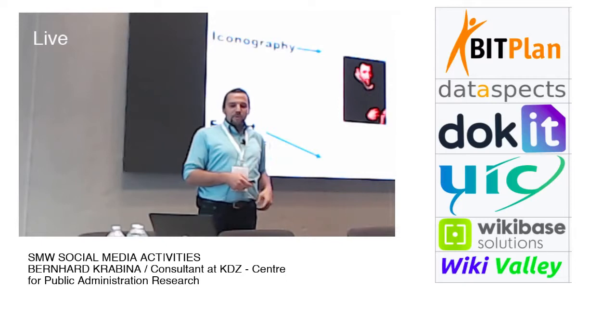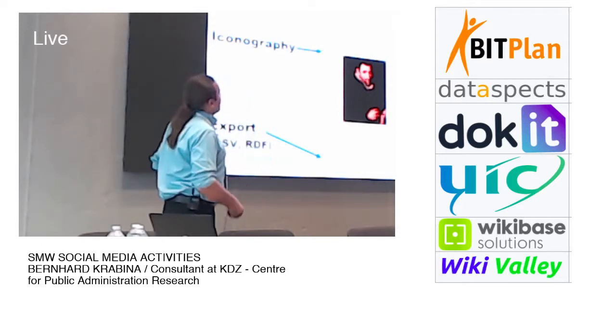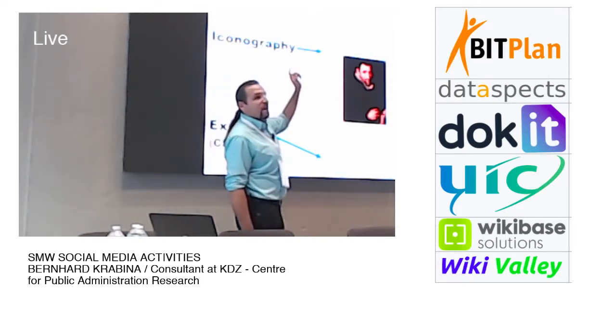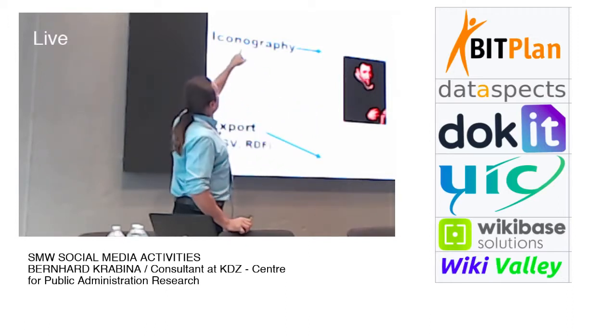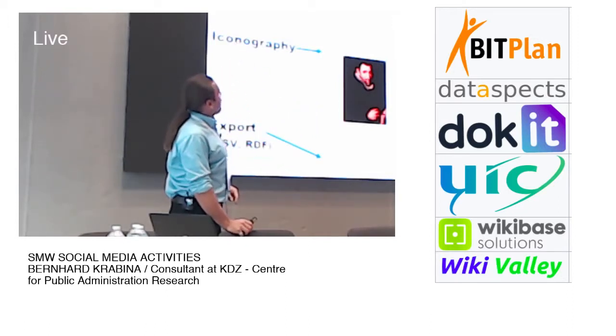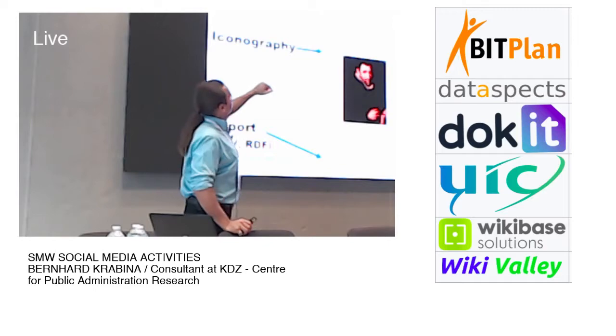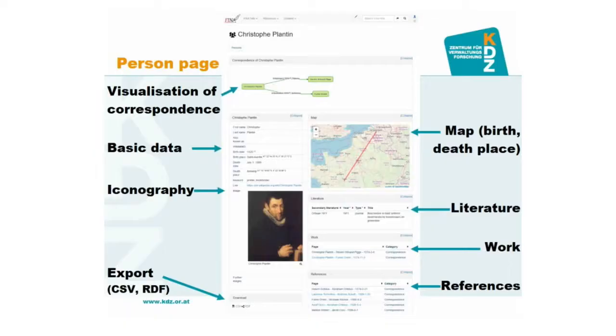And a person page, and now this is maybe the more interesting part. For the first time, I used the Mermaid extension to do this visualization of the correspondence. So you can see that Christophe Plantin, to our knowledge currently, has only written these two letters here. There is the basic data about the person. There are pictures that you can upload. There is an export possibility.